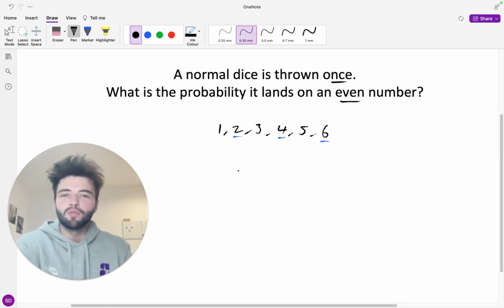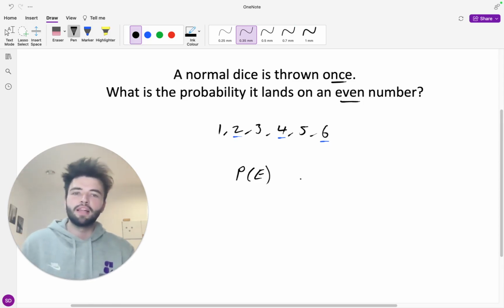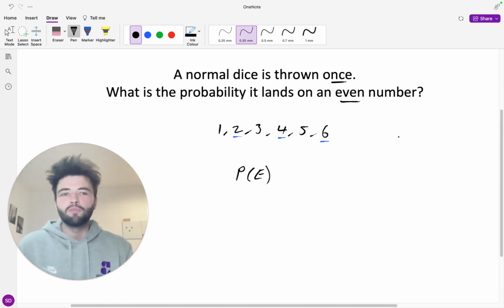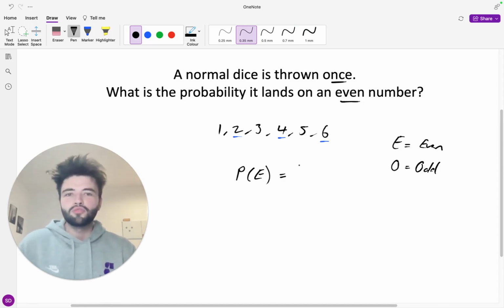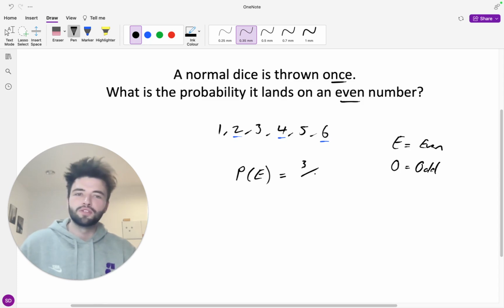So that means that the probability of E for an even number, so we're also getting used to the notation here, kind of how we label different outcomes. So E would be even in this case and O would be odd. So the probability of an even number is going to be the 3 different even numbers we have available, which are 2, 4 and 6. So that's 3 over the total number of outcomes, which is going to be 6.